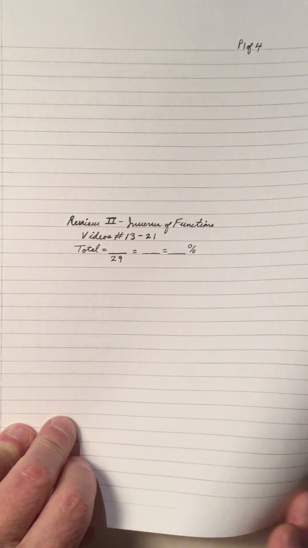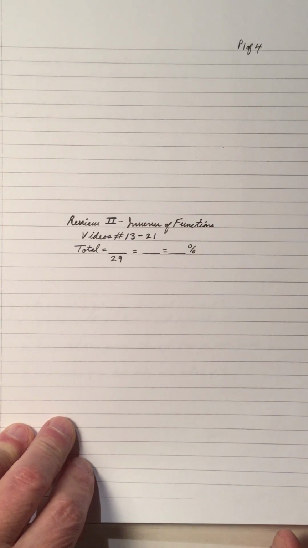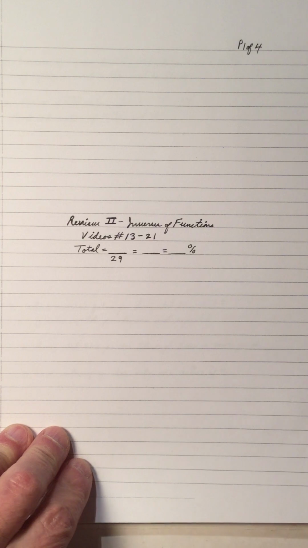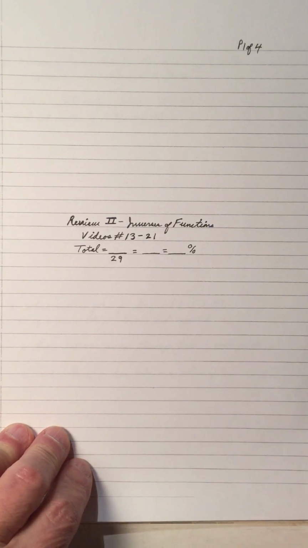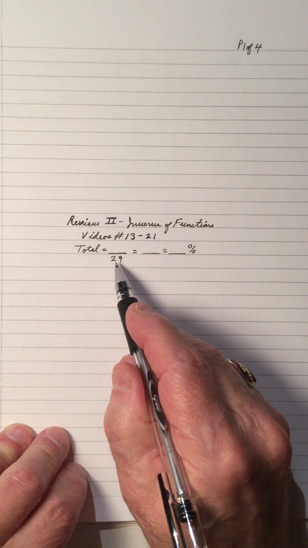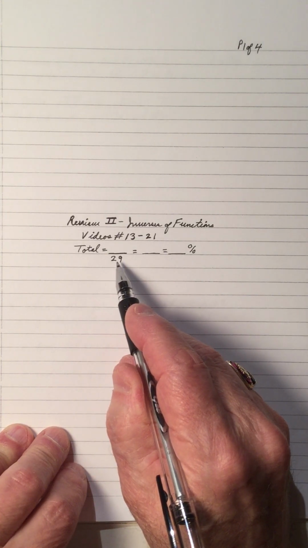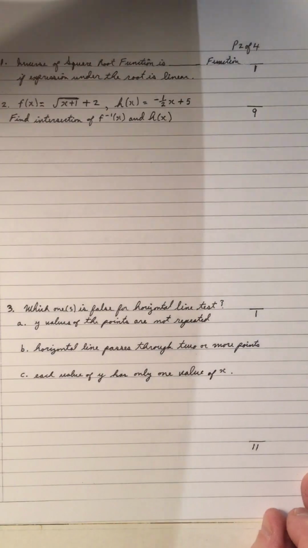And this review is on videos numbers 13 to 21. And the total for this review, if you treat it as a quiz, is 29. So you give yourself marks for each question, total up each page, and put the result over 29 to get a percentage. Here we go.